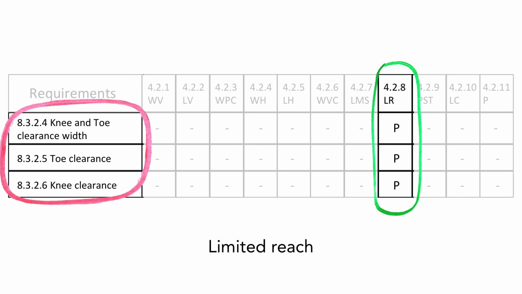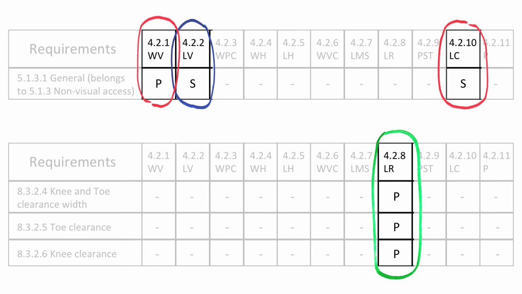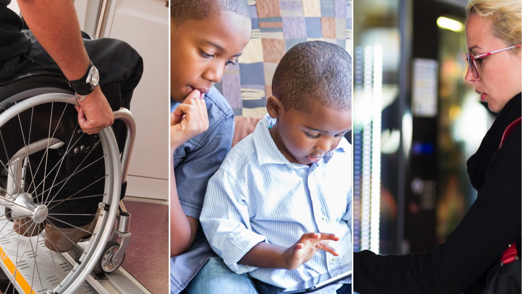And here comes the interesting thing. On paper, 1 failed requirement is better than 3 failed requirements, right? But since requirement 5.1.3.1 affects 3 user groups, and all 3 requirements, 8.3.2.4, 5, and 6, affect only 1, you could argue that the impact of 1 single requirement might be bigger than the impact of the other 3 requirements together. It is of course very problematic to compare user groups to each other, and that is not what we are trying to achieve. But if you have a better understanding of the impact different requirements have to whom, you will be able to make a more informed decision.